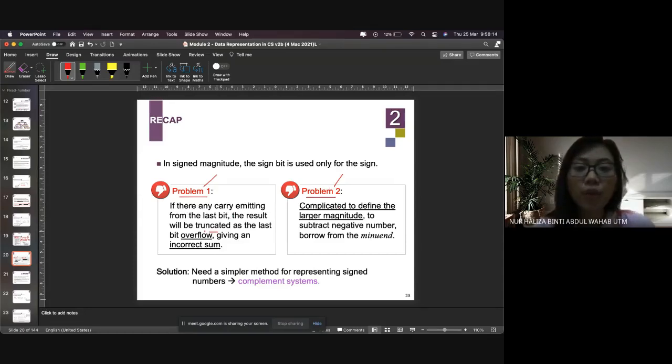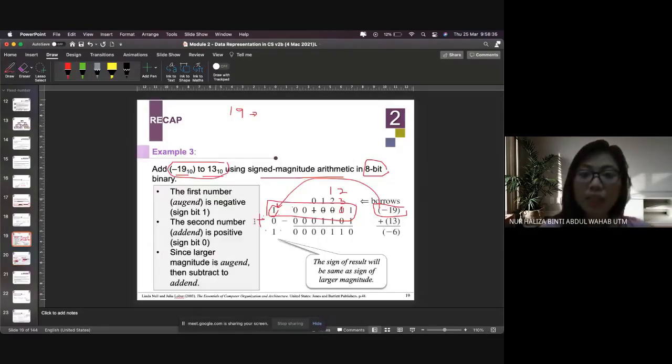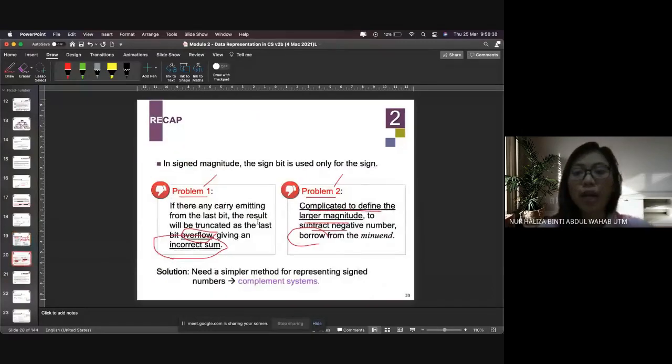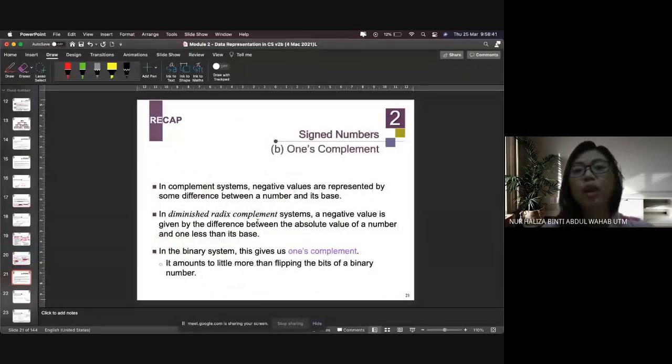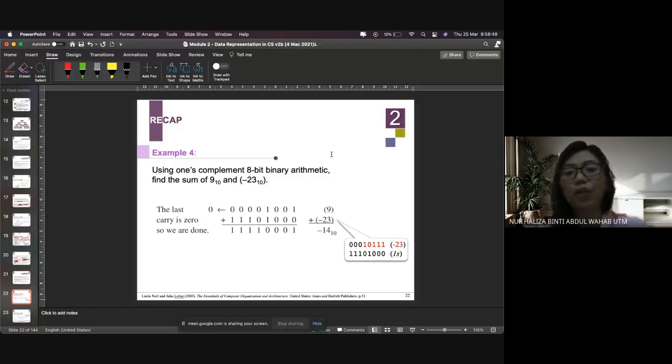In problem 1, you can see you have the overflow, so you're going to get an incorrect sum. In problem 2, it is complicated to define the larger magnitude to subtract a negative number, where you need to borrow from the biggest bit number. This is what happened. So for all of these problems, you come out with the solution, which comes from the first complement, second complement, and so on.